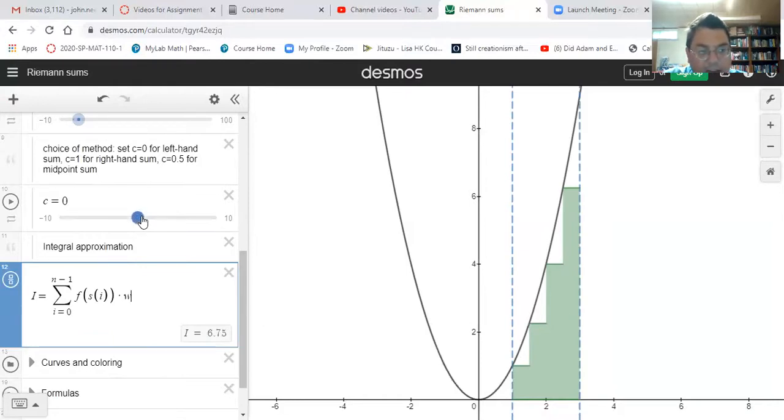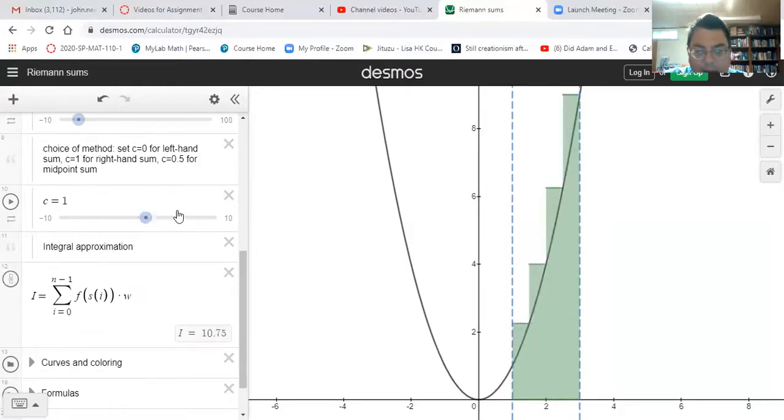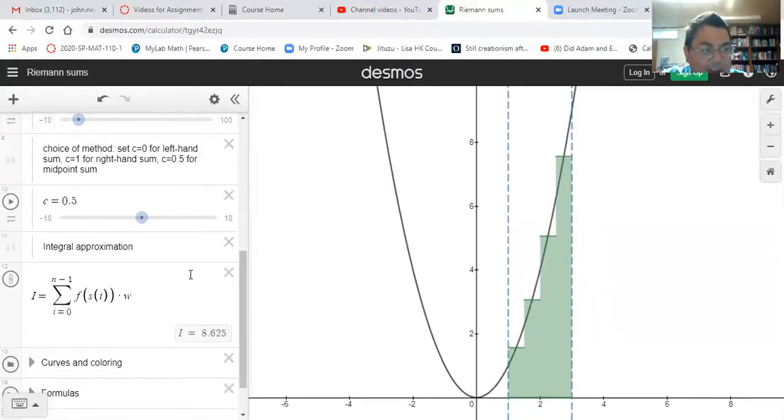Now if I change this to a right endpoint sum by switching the c to 1, there's my right endpoint sum, and I get 10.75. Isn't that neat? And then it'll even do the midpoint. So you just click this and go to 0.5. Then it's taking the midpoint of each interval, and there's the answer, 8.625. These are exactly what I got when I did them by hand. I think that is really neat.